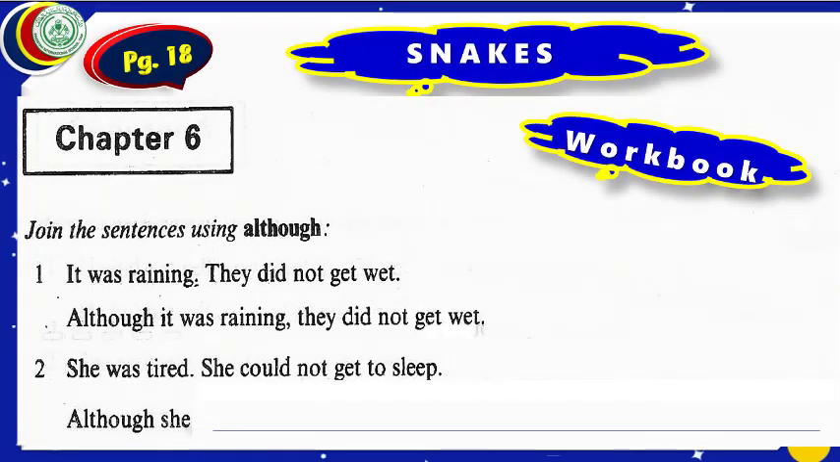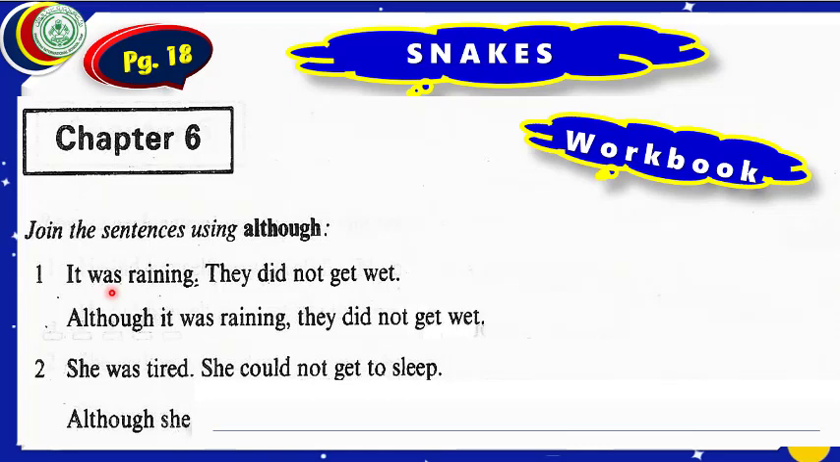Dear students, this is workbook chapter 6. We have done chapter 6 from our book. Now we are going to do the workbook. Let us look at the instructions. In the instructions it is said, join the sentences using although. Let us look at number 1.